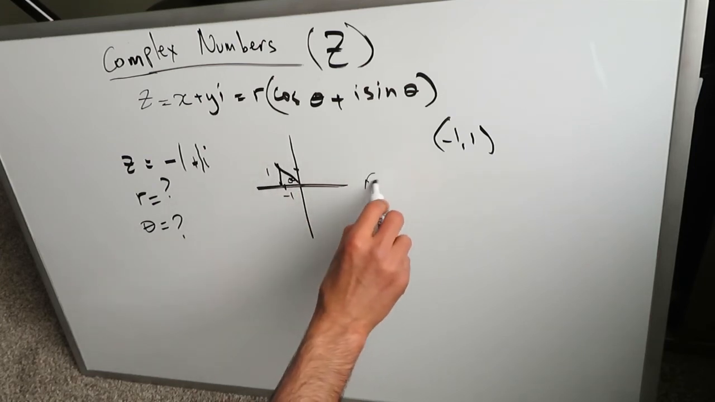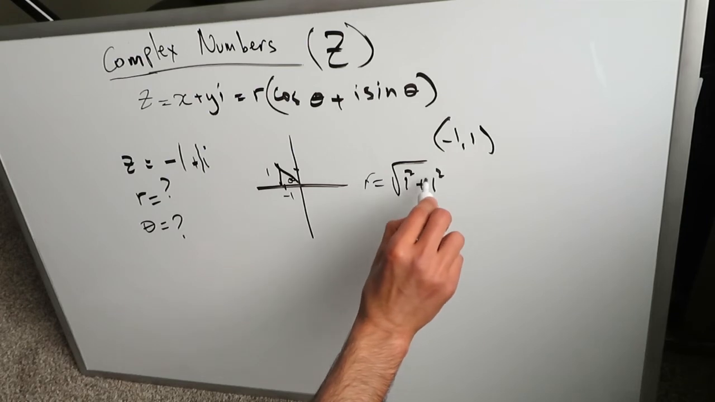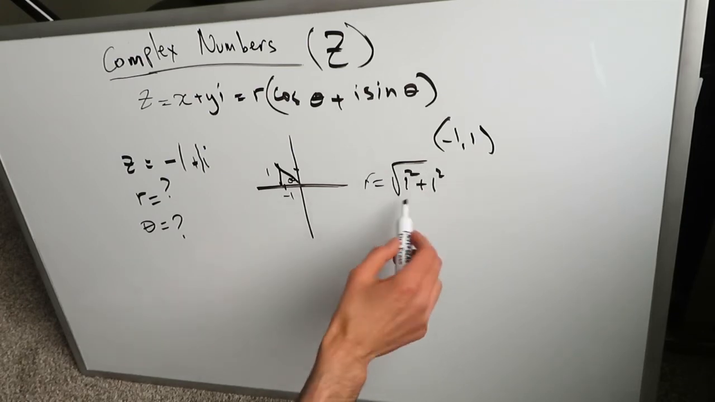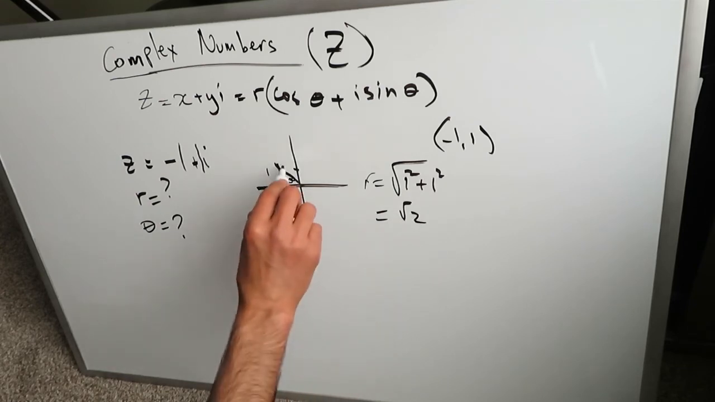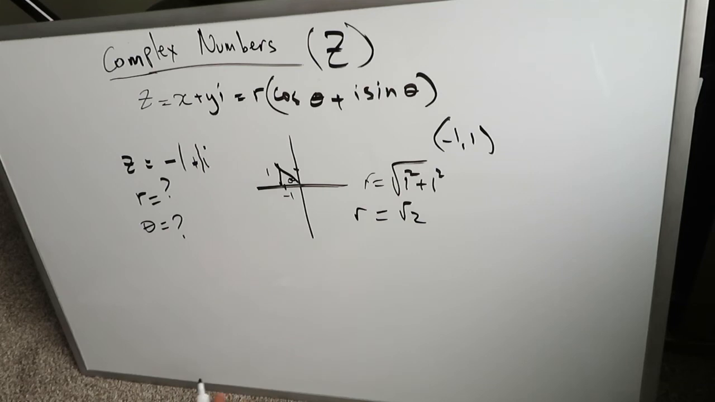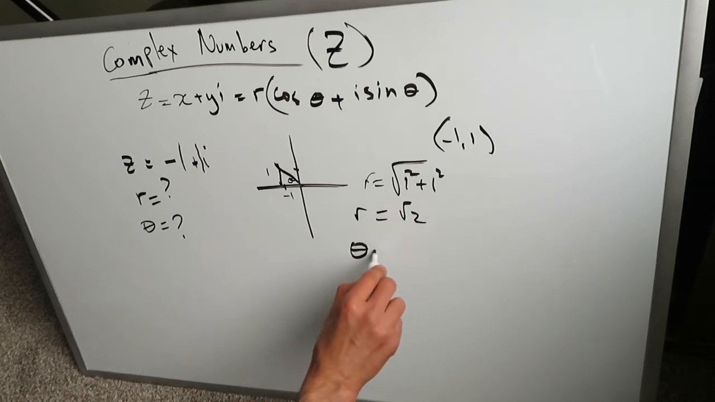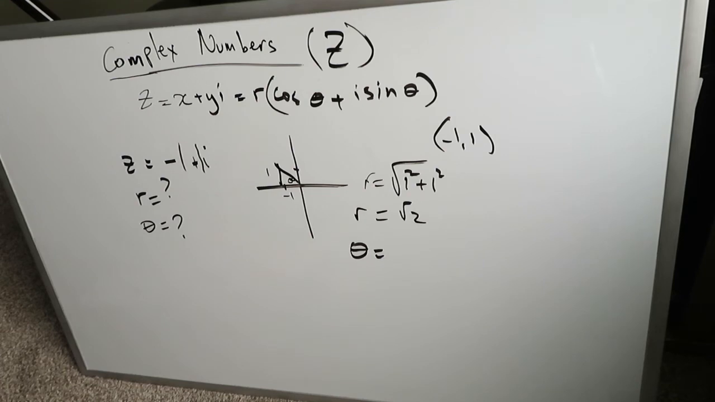What must r be? r must be the square root of these squared: 1 squared plus minus 1 squared, doesn't matter. The square will make it positive anyway, and you get root 2. So your modulus here is equal to root 2. I've determined the modulus here, root 2. Now the next thing you must determine is theta. Remember, we're trying to determine the technique for determining and demonstrating the polar form of complex numbers.